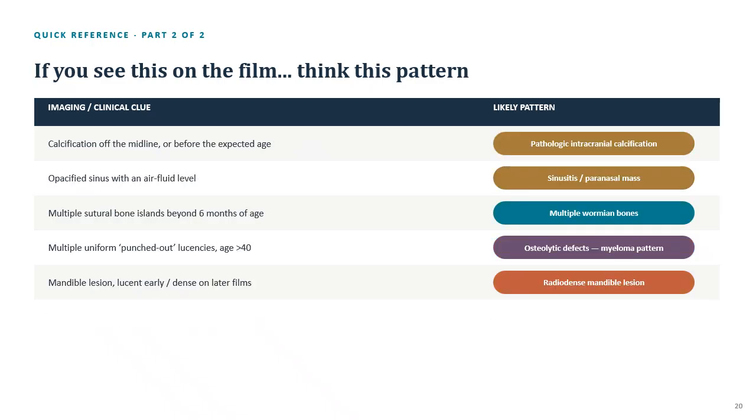Here's our final look at some of the patterns that we talked about with the skull imaging. The first one is calcifications inside of the skull.